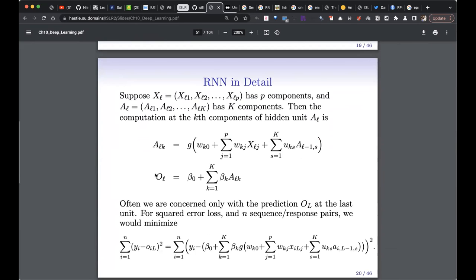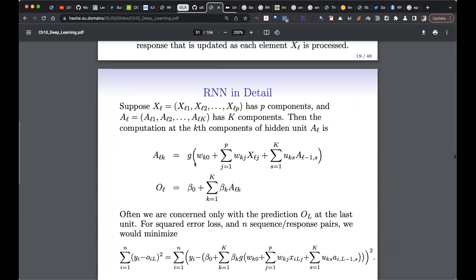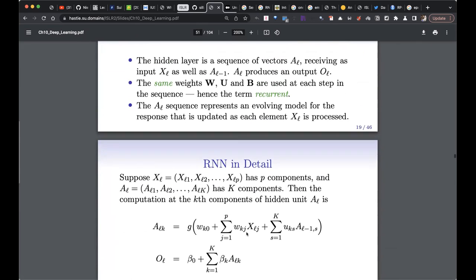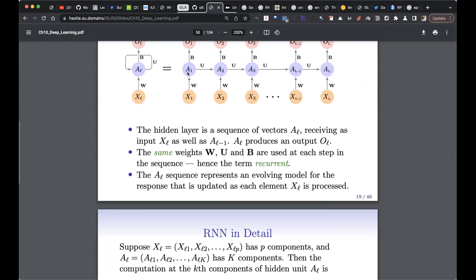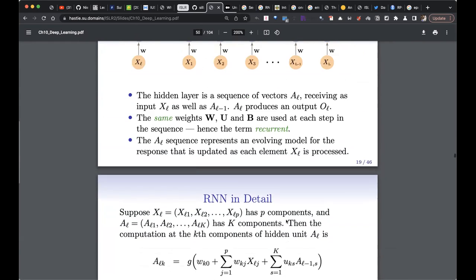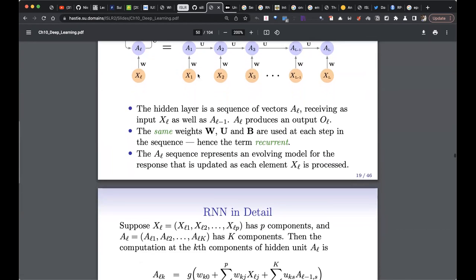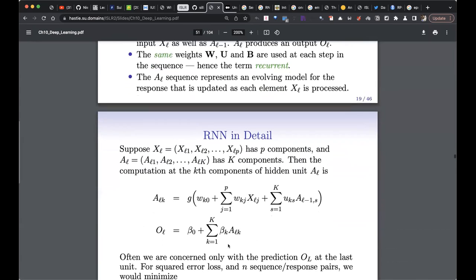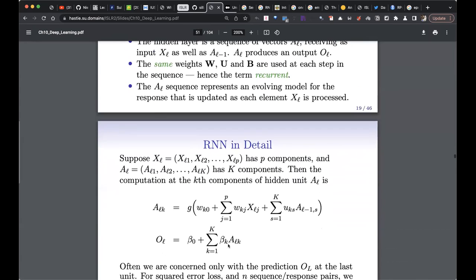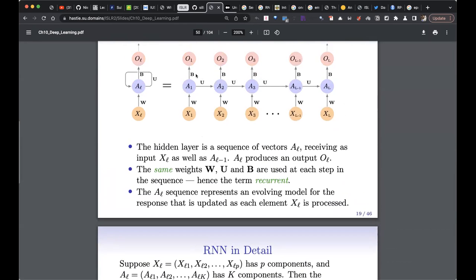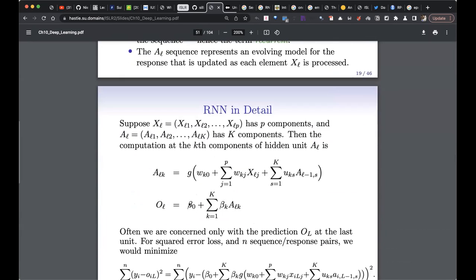So RNN in detail. This is a bit mathy. We can see here they are doing the weight stuff and the summation in each node, and also the previous one, because for example we need to add the previous one and the current one and also the weight. So this is what they are saying. And finally, we sum this with the B node. I don't know what this B is, maybe an intercept or something like that?